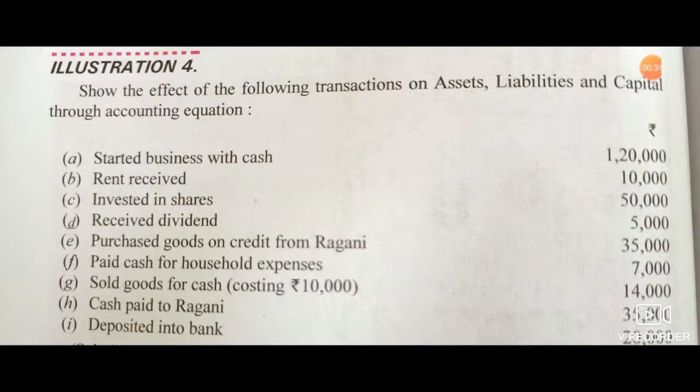E. Purchased goods on credit from Ragini rupees 35,000. F. Paid cash for household expenses rupees 7,000. G. Sold goods for cash which are costing rupees 10,000 for rupees 14,000. H. Cash paid to Ragini rupees 35,000. And the last one, deposited into bank rupees 20,000. Okay. Now let's solve the problem.